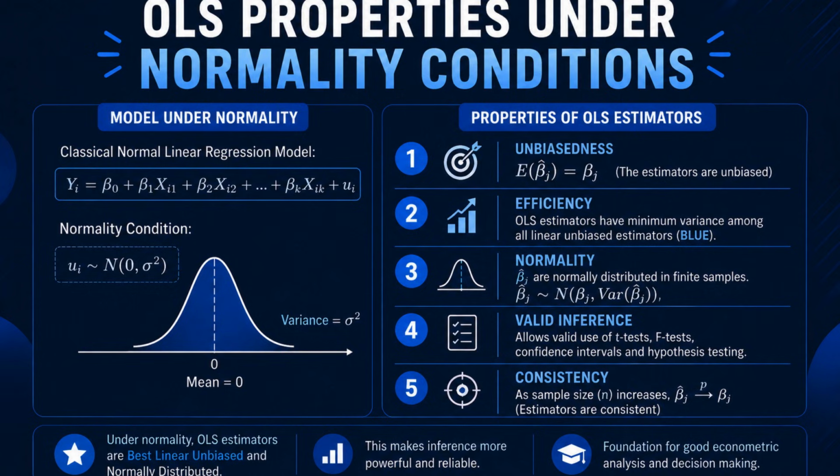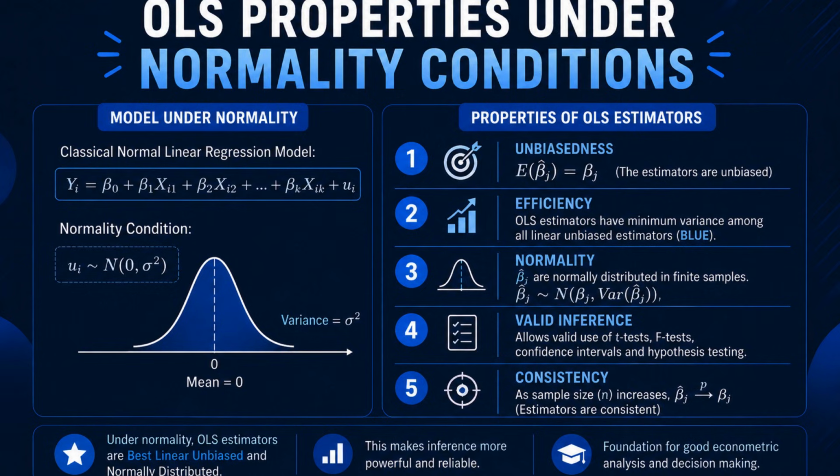Fifth, consistency. The final property shown on our slide is consistency. An estimator is consistent if, as the sample size becomes larger, the estimator gets closer and closer to the true population parameter. We can express this as: the OLS estimator converges in probability to the true coefficient as the sample size increases.